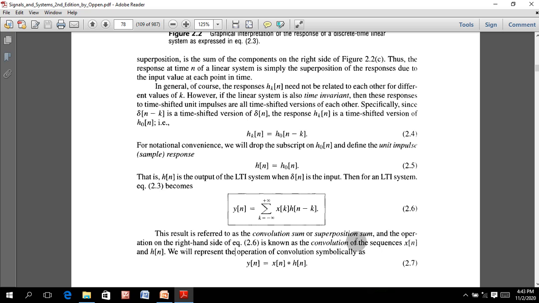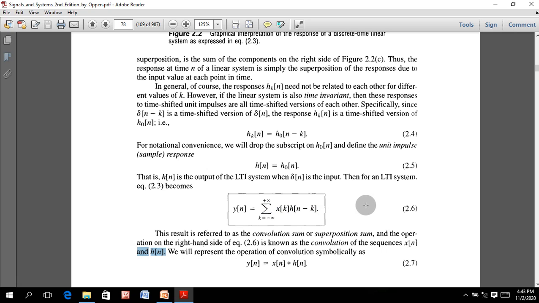without a linear time invariant system, we cannot establish this relation. Without being a linear time invariant system, we cannot have this kind of proposition or proof, which is mathematically and practically feasible. So that's why it is known as convolution sum or superposition sum, and the operation on the right hand side of equation 2.6 is known as the convolution of the sequence. So this is the convolution of the sequence x of n, so the whole sequence x of n can be written in this format, and in the same way this is h of n.